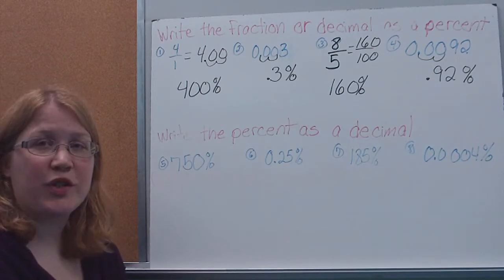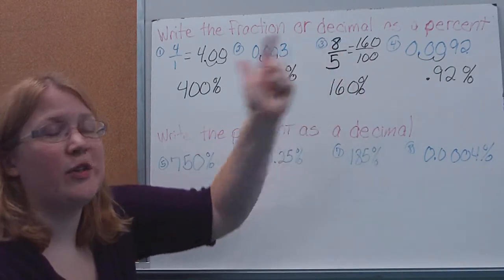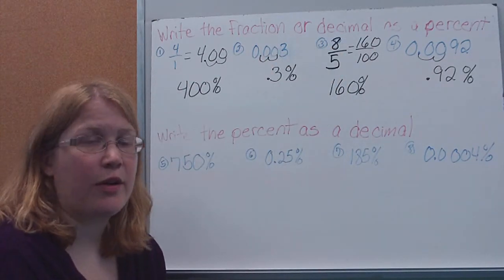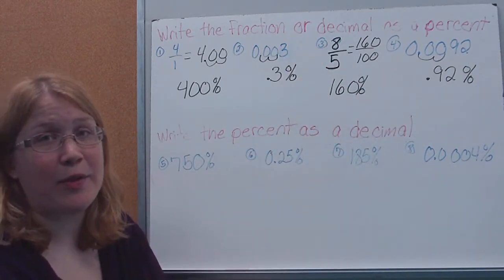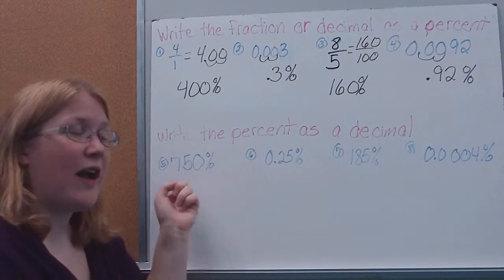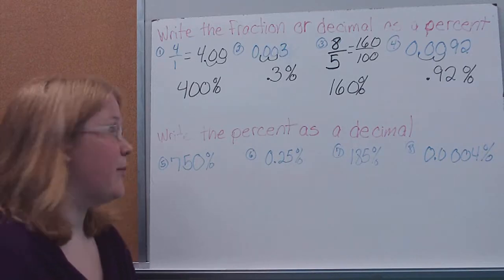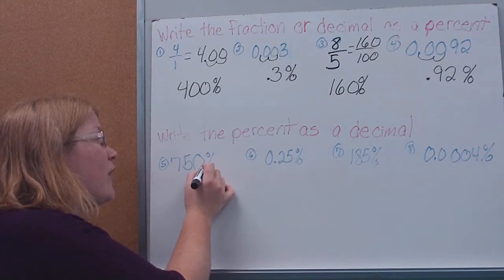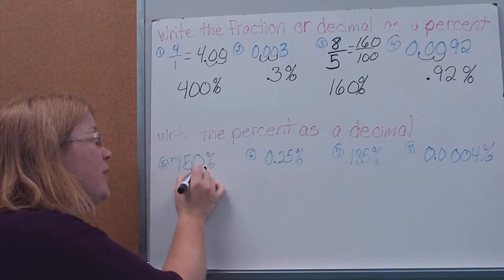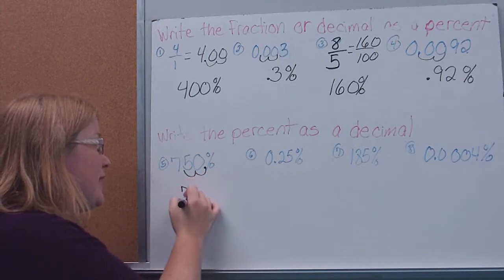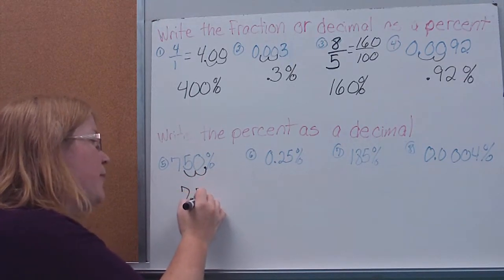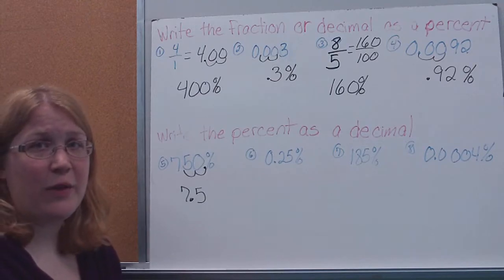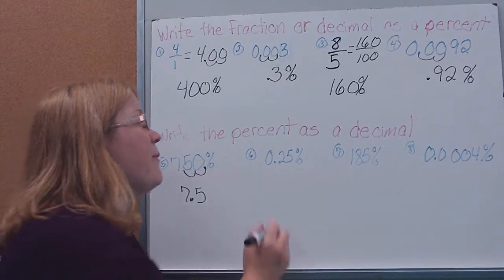So here now I'm going to write the percentage as a decimal. So now remember, we're just going the other way. Up here, I multiply my decimal by 100 to get my percent. Here, I'm going to divide my percent by 100 to get my decimal. So remember, if we can't see our decimal, it's at the end. So if I'm dividing, I'm moving it 2 spaces to the left. So as a decimal, 750 winds up being 7.5.